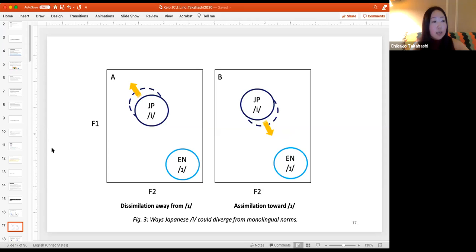Since English I, as in bit, is a new vowel for Japanese learners of English, we predict 2 possible ways of Japanese I moving in relation to the new English sound. Japanese I can move up, dissimilating away from the new L2 phone I, as in the picture on the left, okay? Or it can move down, assimilating toward the L2 phone.